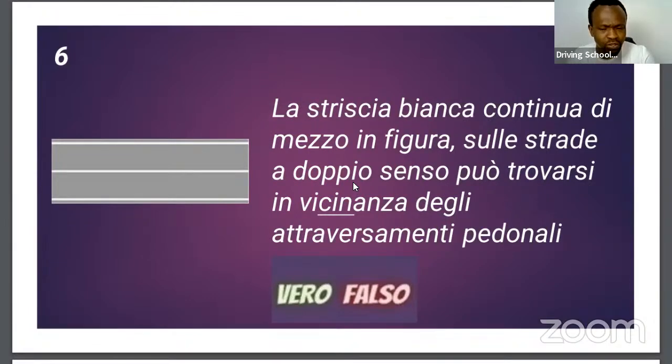So we have this number 6 question, which happens to be our last question of today, and I will ask you to please read it carefully, because I wouldn't want any one of us to get it wrong. Number 6, it says, la striscia bianca continua di mezzo in figura. Sulla strada a doppio senso può trovarsi in vicinanza degli attraversamenti pedonali. Vero o falso?